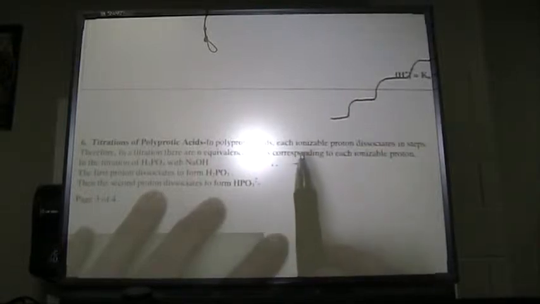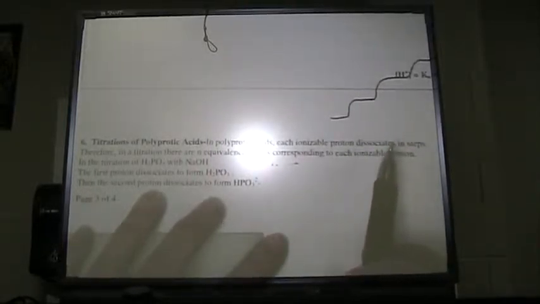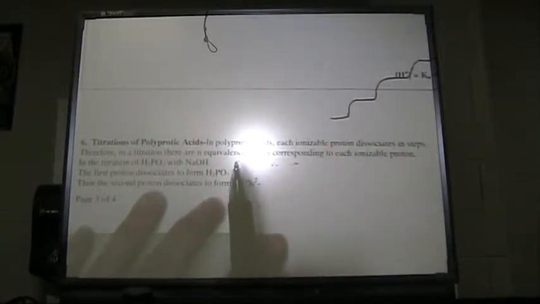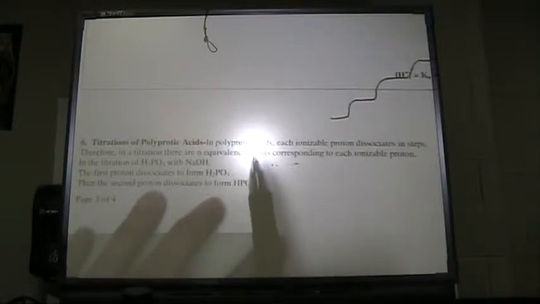Phosphoric acid, each proton dissociates in steps. You can think of it as each one has its own titration curve.